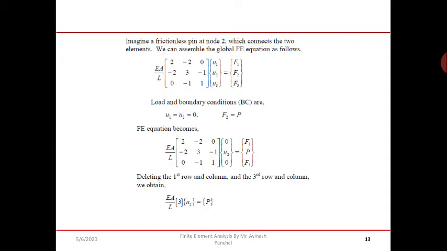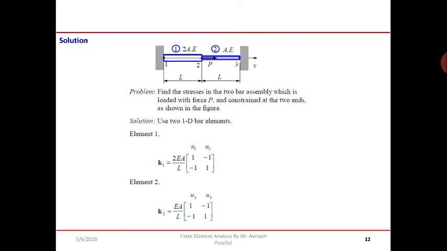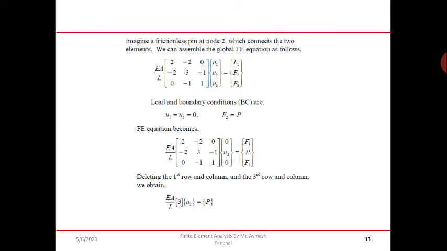Element number 1 has the multiplication factor 2, so 2 is given here with E upon L taken as common: 2, -2, -2, 3. Why has 3 come here? It should be 2, but element number 2 has 1 as its first element, and it is added to the previous u2 value. Both values are assigned to node number 2, so they have been added. 2 plus 1 is equal to 3.